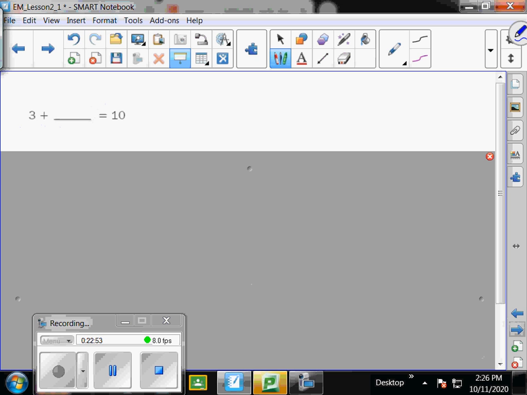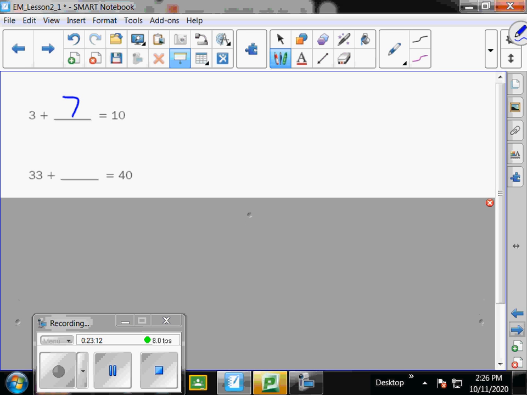All right, so let's do this next problem. I had to kind of take a peek. All right, so 3 plus what equals 10? Pause it if you need to. Really, you should know this one right away, right? 3 plus 7 equals 10. All right, let's see how we need to use that for this one.